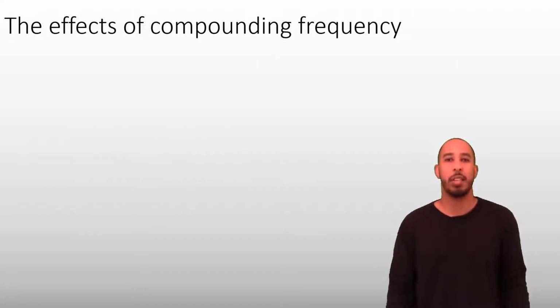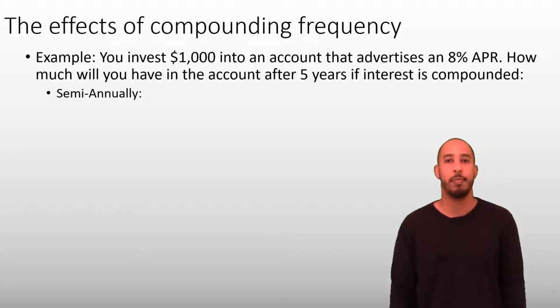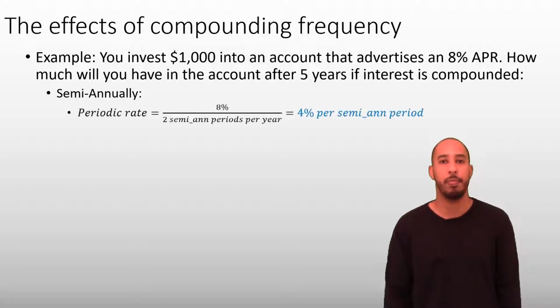You might be looking at all this and wonder, what's the point? If all we're doing is breaking up an annual rate into pieces, what difference does it make? Well, compounding frequency has an impact on the value of the investment you're evaluating. Let's do some examples to illustrate this. Say you invest $1,000 into an account that advertised an 8% APR. How much is going to be in the account after 5 years if interest is compounded semi-annually?